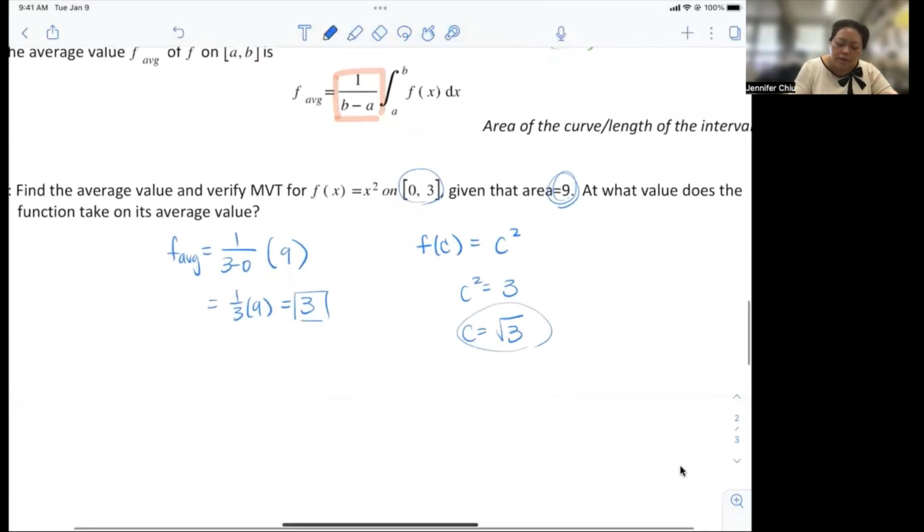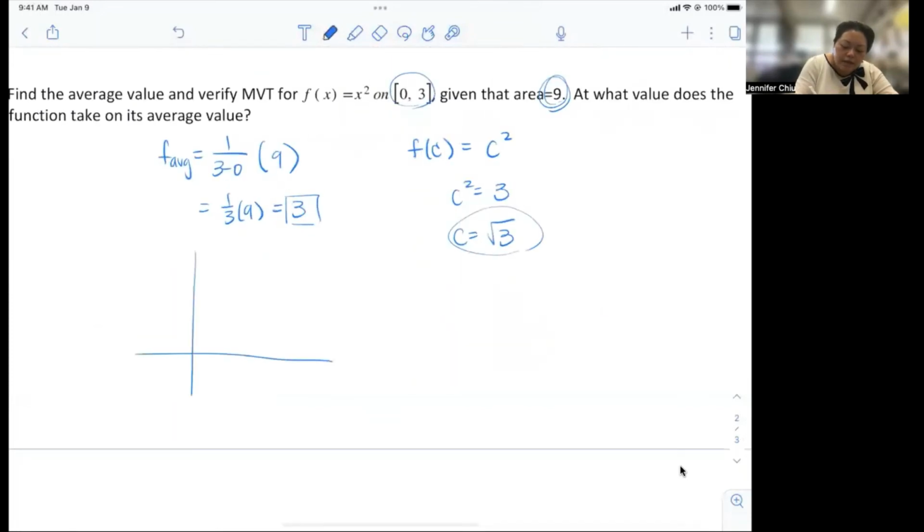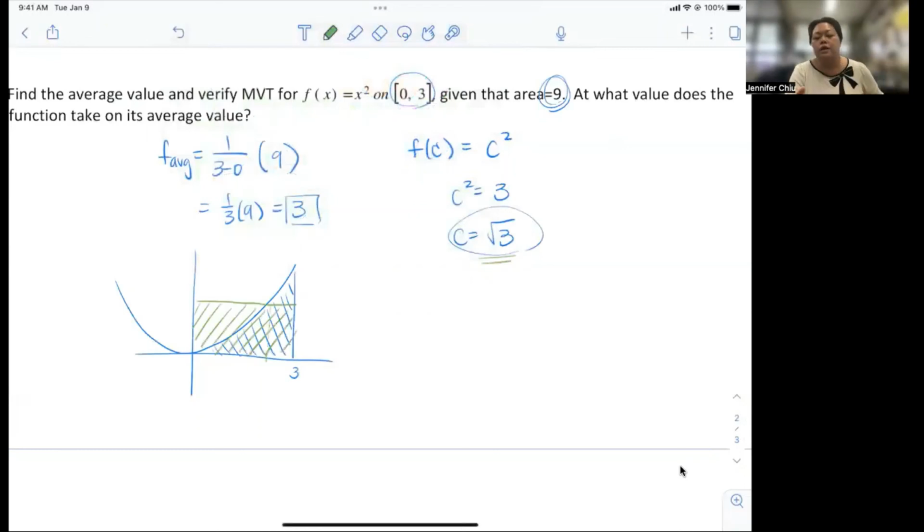So what does this mean? This means that y equals x squared looks something like this, between 0 and 3. That's my function, and that's the area I'm looking for. If I take my numbers and see that root 3 is right around here, and I use that to draw my rectangle, this green rectangle will have the same area as that weird triangular blue shape I had under x squared. Okay, and that's the value that will give me the same area, and that is your f of c. That's the c value you're looking for. Okay, that's it for the lesson.